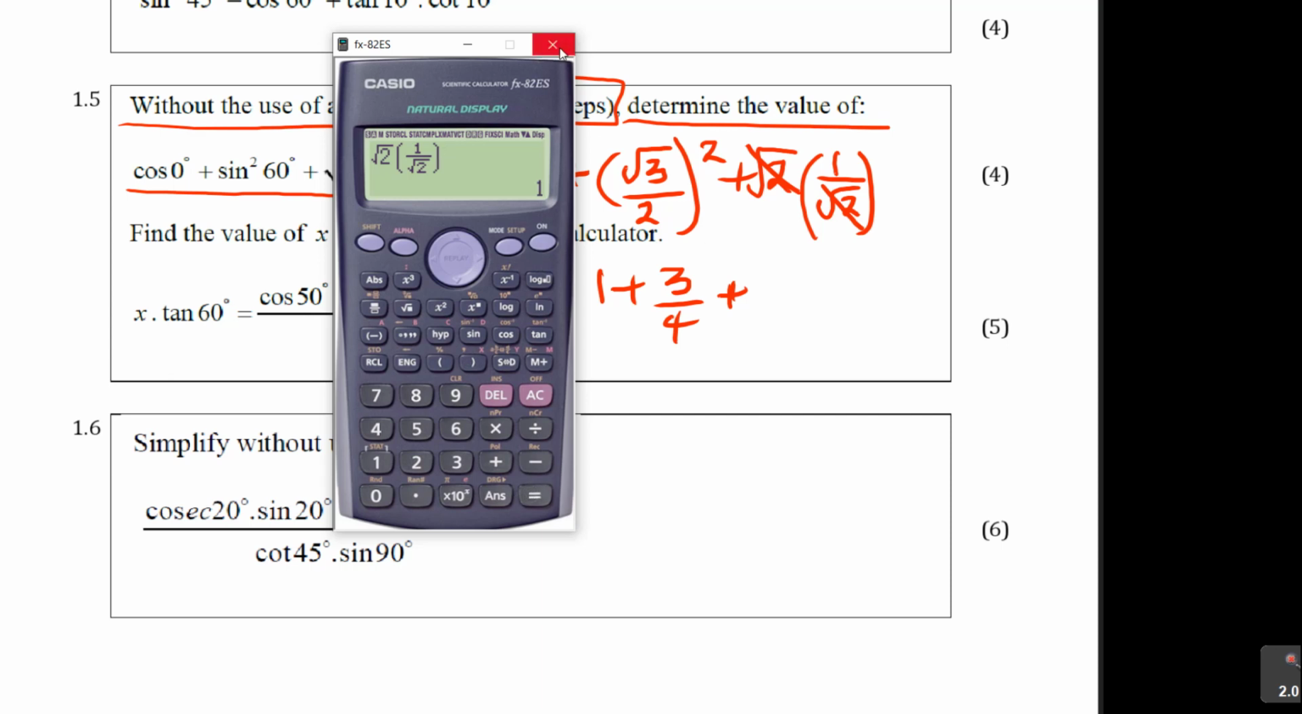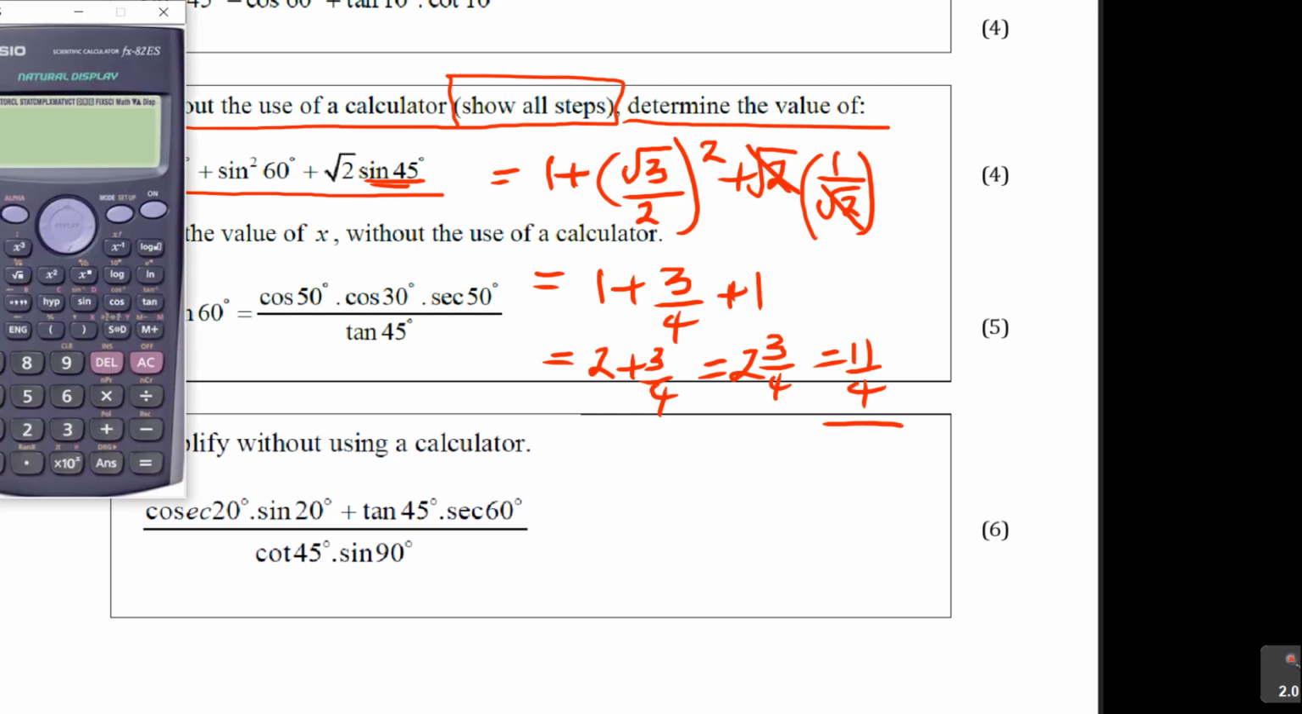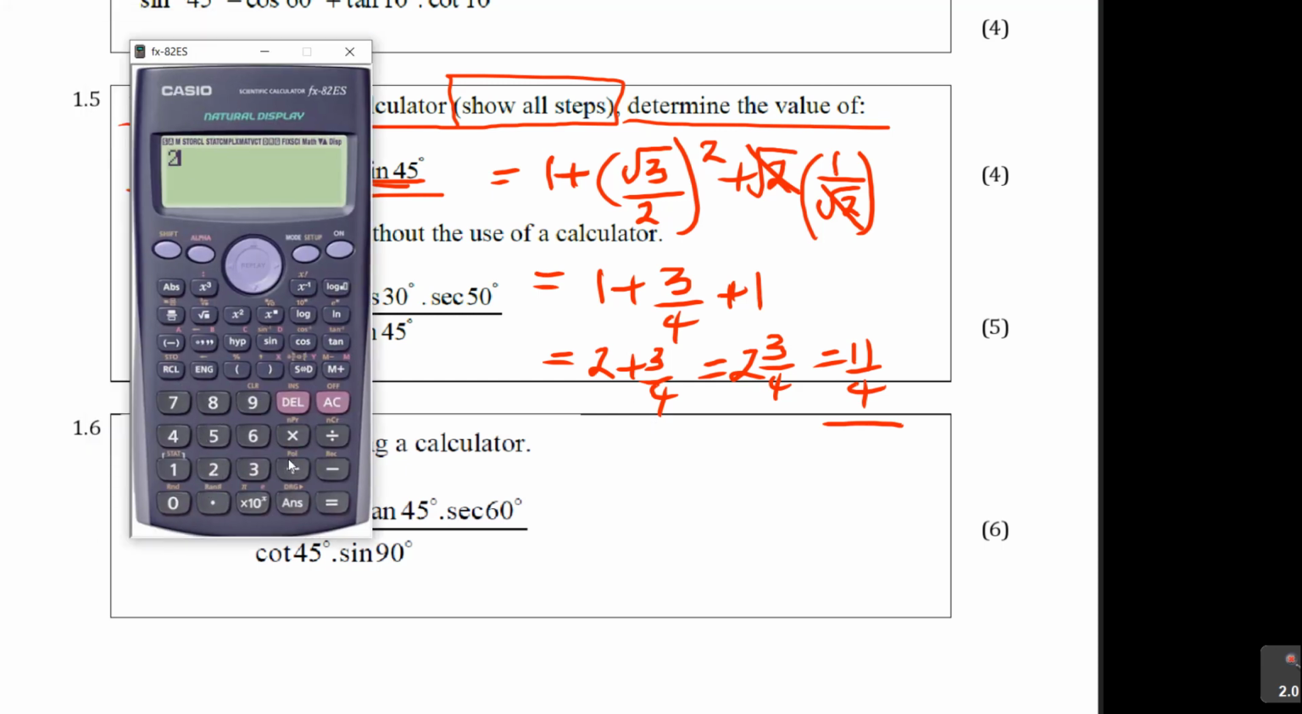See? 8 plus 1, which is equal to 1 plus this 1 plus 1 there. I add, it is 2 plus 3 over 4, which is what? 2 and 3 over 4. Then improper: 2 times 4 is 8. 8 plus 3, 8, 9, 10, 11 over 4. You know, you can just use a calculator also to say what is 2 and 3 over 4. 2 plus 3 over 4. You don't have to stress. That it is 11 over 4.